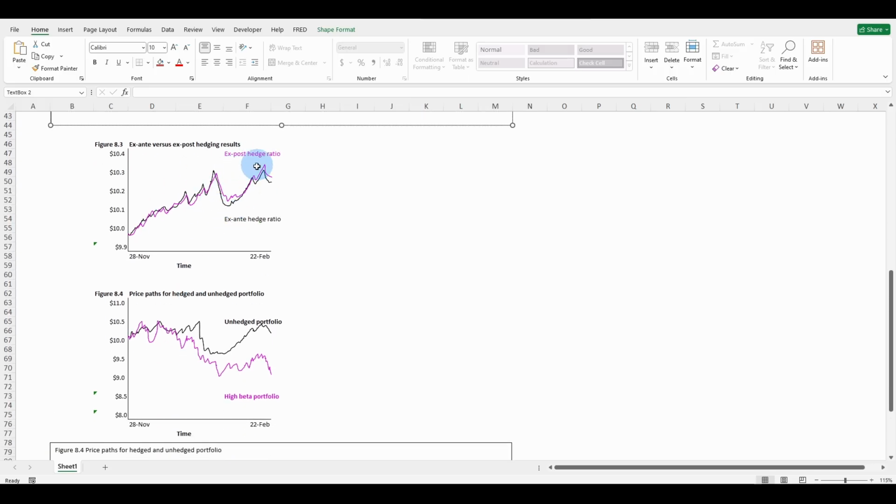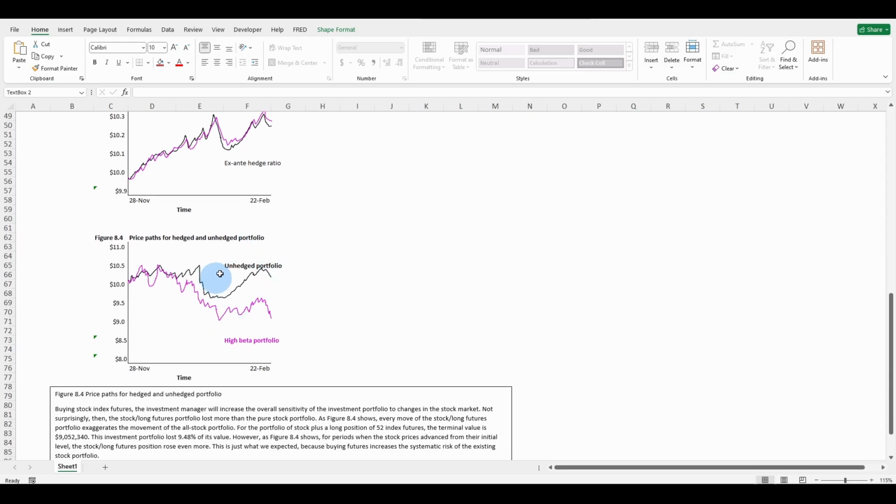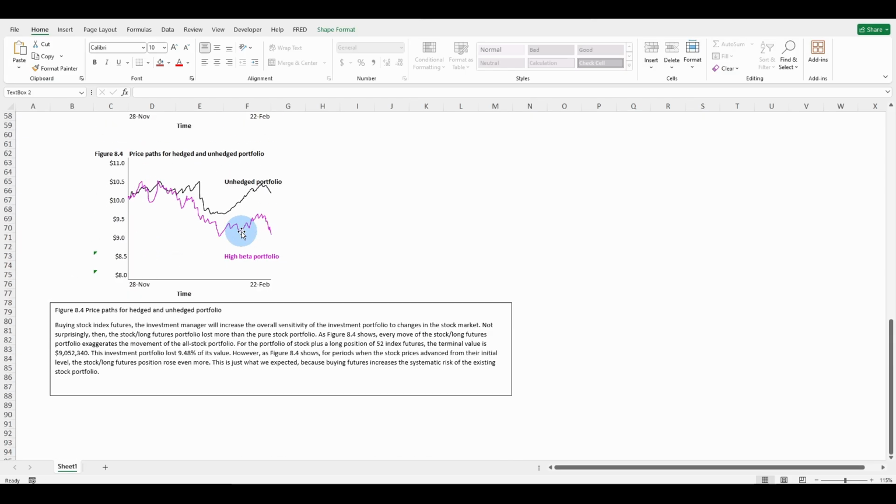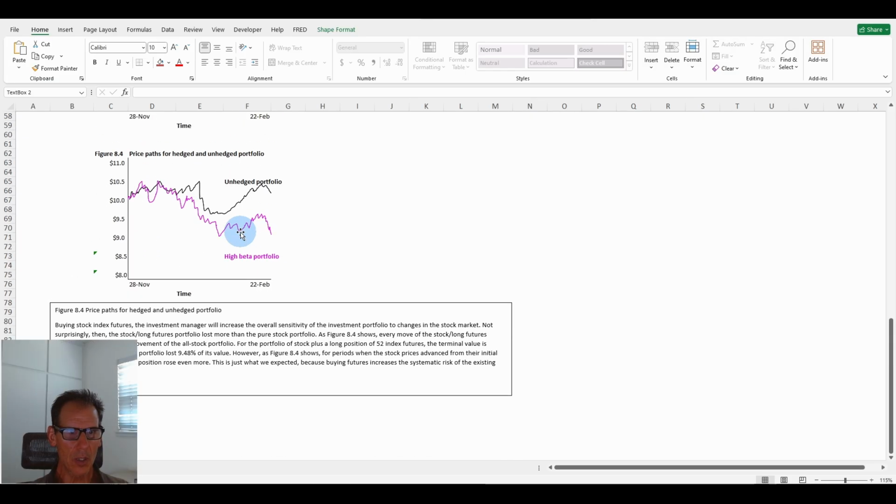So here we have this information. You can look at this, unhedged, hedged. In the bottom line here, with stock index futures, the investment manager will increase the overall sensitivity of the investment portfolio to change in the stock market. Not surprisingly then, the stock long futures portfolio lost more than the pure stock portfolio, as it should. As figure 8.4 shows, every move of the stock index long futures portfolio exaggerates the movement of the all stock portfolio. For the portfolio of stock plus a long position of 52 index futures, the terminal value is 9052.